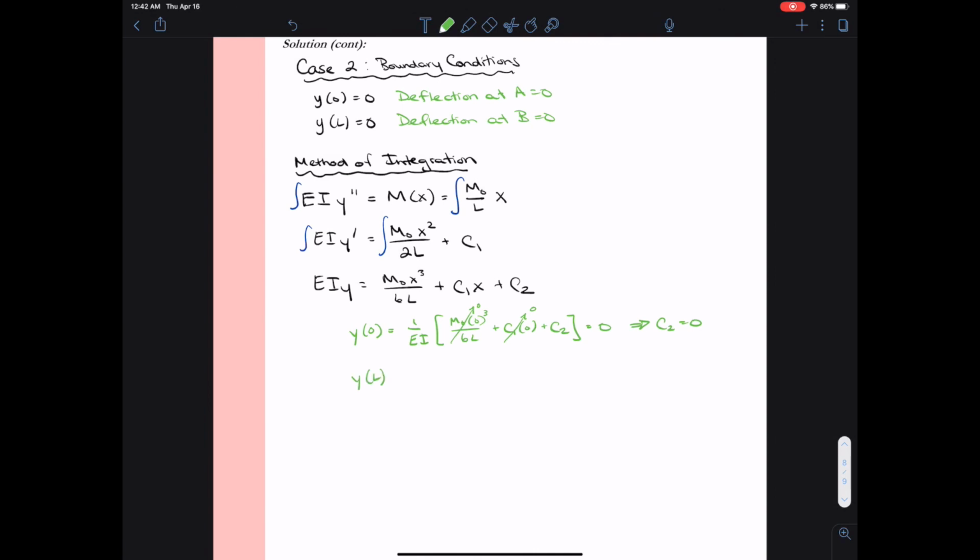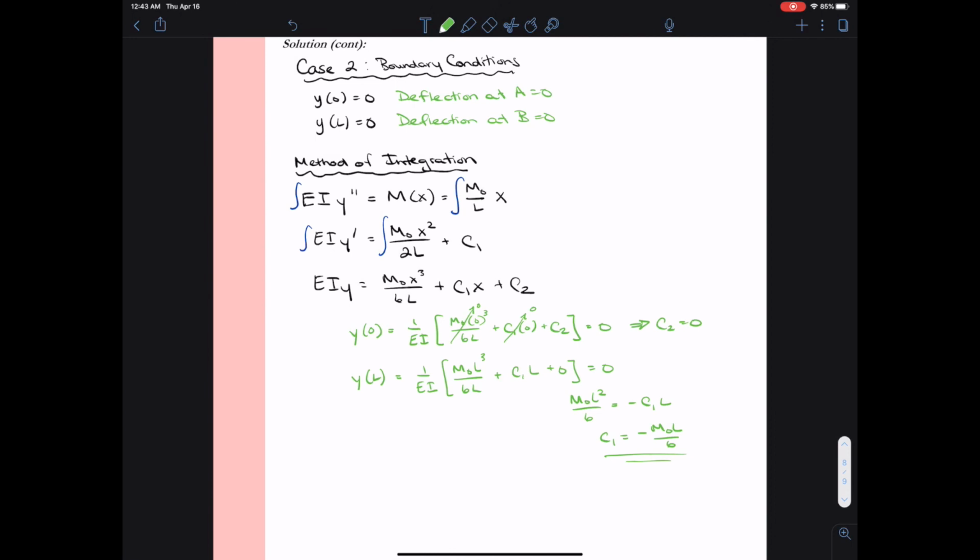My other boundary condition is y of L equals 0. So this is the deflection at B. I plug in everything with x equal to L, so that gives me M0 L cubed over 6L plus C1 times L plus C2, but C2 is 0, so that'll go away. Now I need to solve this for C1, so I get M0 L squared over 6 equals negative C1L, and then I can divide both sides by L, so I see that C1 is negative M0 L over 6.